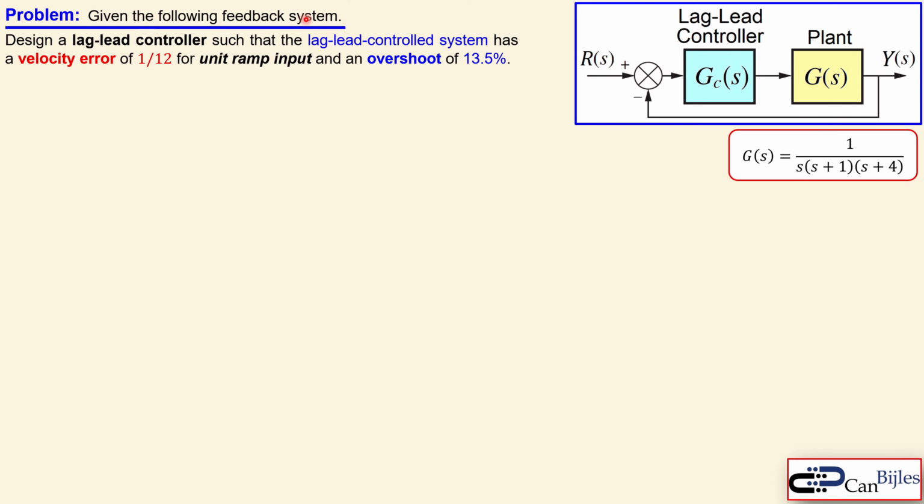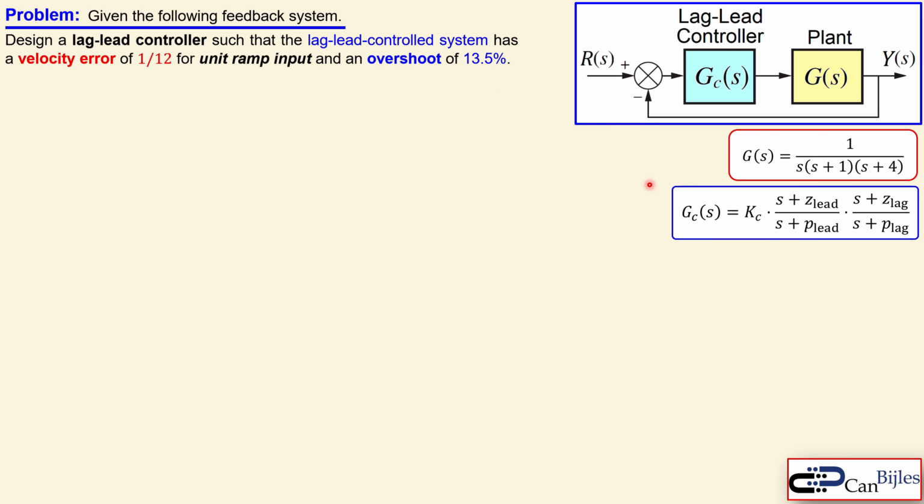We have the following feedback system. We see the lag lead controller here in cascade with our plant G, which is shown here, which is a third order system. We want to design this lag lead controller such that the lag lead controlled system has a velocity error of 1 over 12 for a unit ramp input, and it has an overshoot of maximum 13.5%. So these are the specifications for this design.